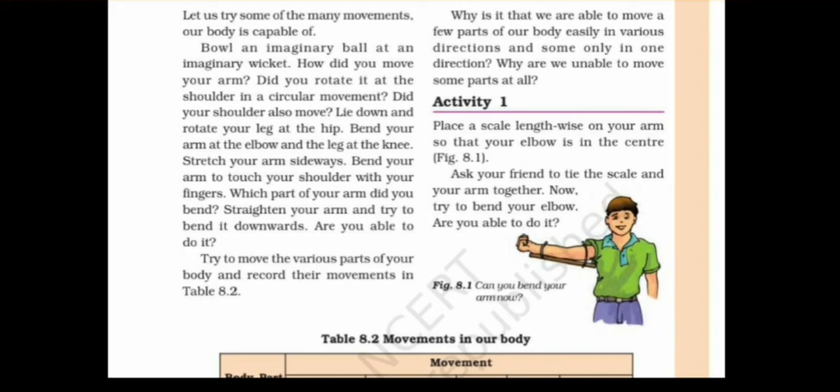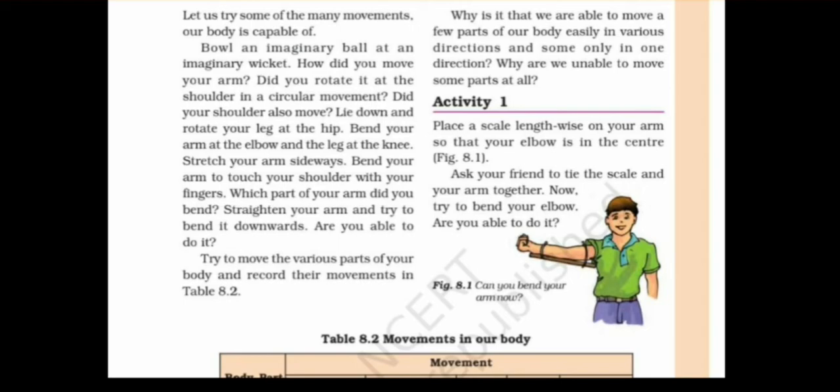How do you move your arm? Do you rotate it at the shoulder in a circular movement? Your arm is able to rotate in a circular motion from the shoulder, that is, the arm can be rotated in a circular manner on all sides, in a clockwise direction as well as anti-clockwise direction. Yes. Did your shoulder also move? No, your shoulder does not move, but the arm can move from the shoulder.